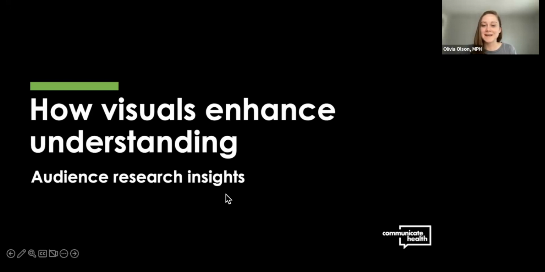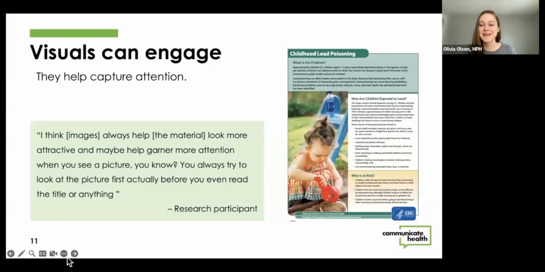You can go to the next slide here. Findings from multiple studies have indicated that, as expected, an image can help capture attention and really draw in the audience. For example, in several studies, some participants noted that including images in health materials had an impact on whether they perceived a material as easy to read. Participants said it really helped with the layout and breaking up the text in a material.